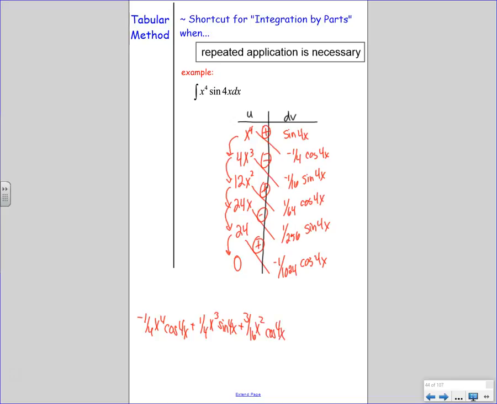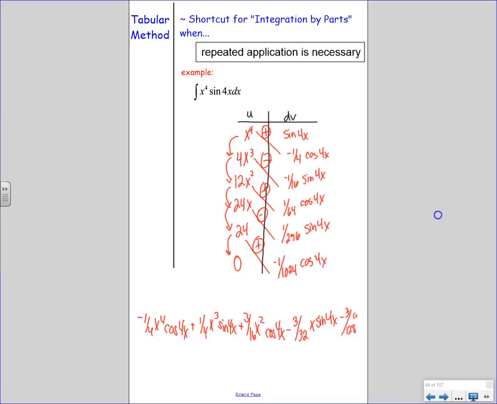The next one's going to be minus 3/32. It just keeps going. You have x to the first power times sine of 4x, so we're multiplying and simplifying. The next one's going to be minus 24 over 1024, which is 3/128.